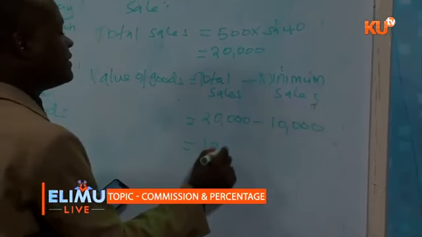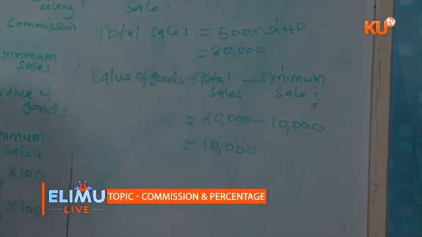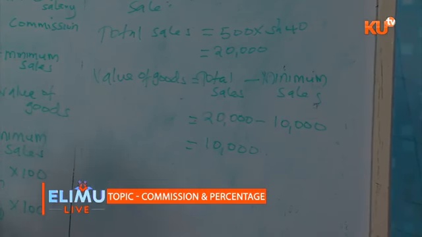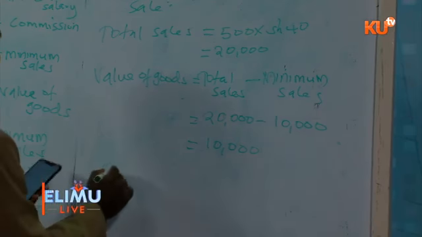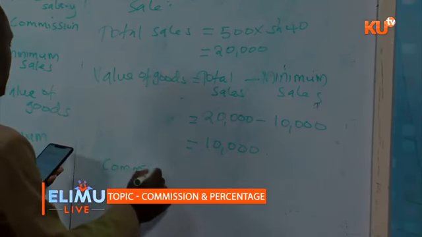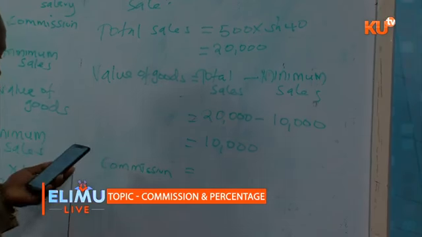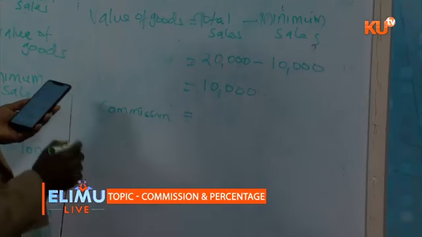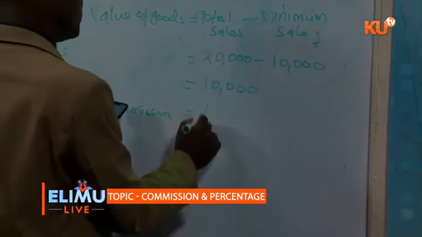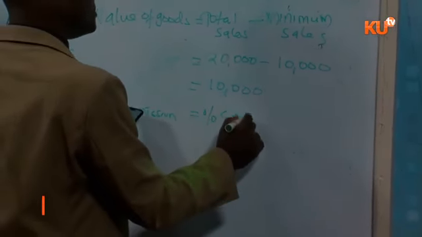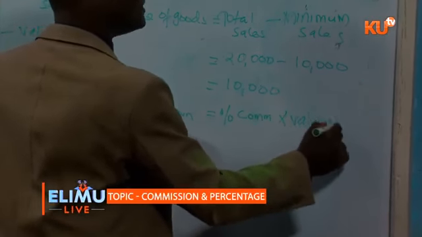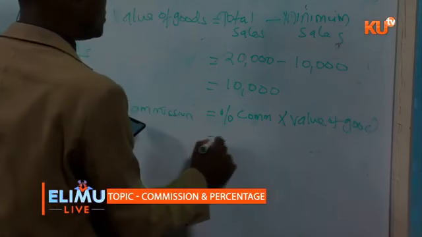This will give us 10,000. So the 10,000 shillings is the amount of money from which he is supposed to get commission. And then after getting the value of goods, we come here and say commission is equal to percentage commission times the value of goods. So we need to find the commission that he got.